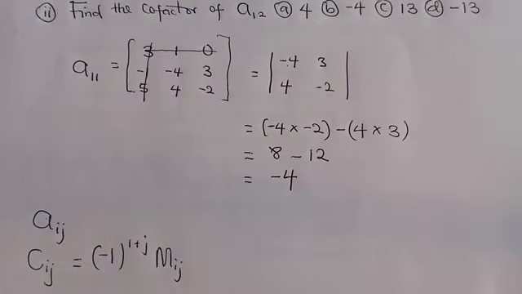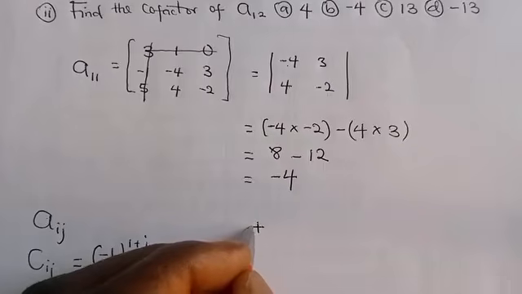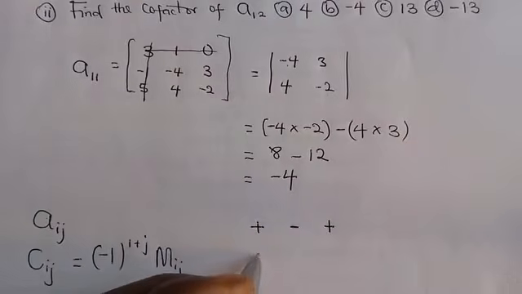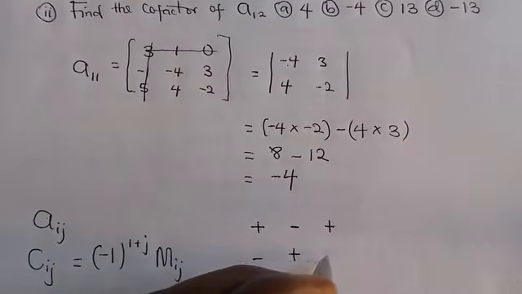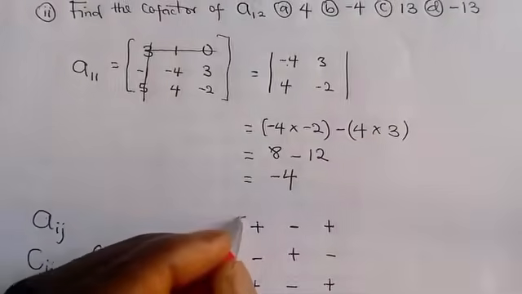And then another thing we need to note is the signs of cofactors. The signs of cofactor, if it is position 1, 1, you are going to have plus. The second one, minus. Here is plus. Here is minus. Here is plus. Here is minus. Here is plus. Here is minus. Here is plus.